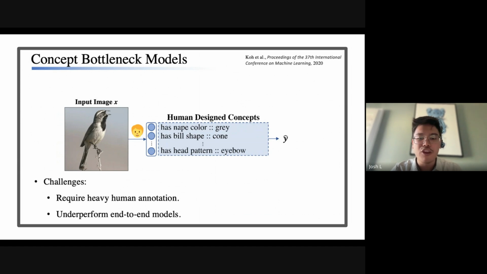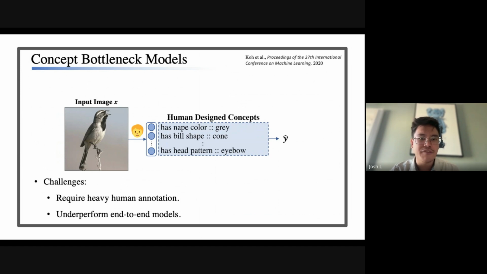Because let's say you're a human practitioner and you notice that, hey, the nape color isn't actually gray, it's more black, or the bill shape is not actually conical, it's more like rounded. What you will be able to do is step in and correct the nape color to black, the bill shape to rounded, and arrive at a better label, essentially.